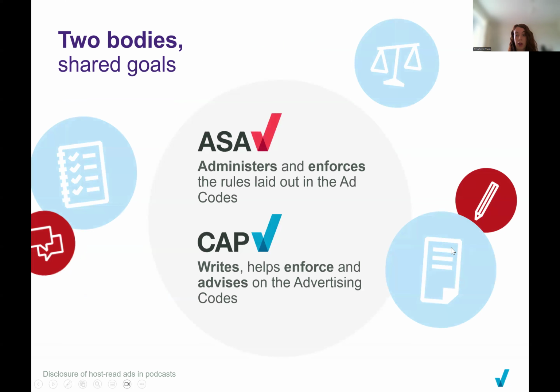So just a quick introduction to what the ASA system is and does for anyone who's less familiar. We are the UK's advertising regulator. We're an independent self-regulatory body that's recognised as the established means of regulating advertising content in this country. The ASA is made up of two parallel bodies. The ASA itself, which administers and enforces the rules laid out in the advertising code. So that includes investigating and producing rulings on breaches of the code. And then the Committee of Advertising Practice, which writes, helps enforce, and advises on the advertising codes to industry. And that's the side of the organisation that I'm representing today.